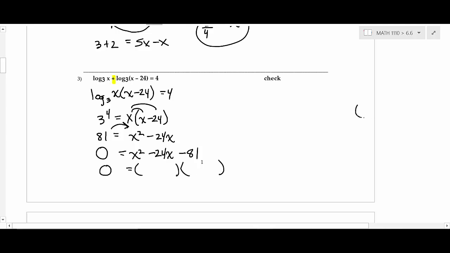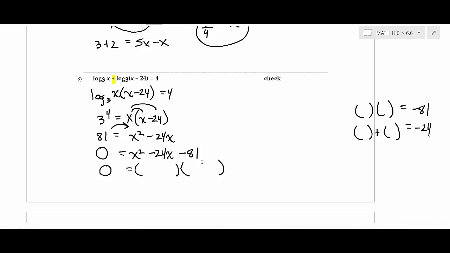You're looking for two numbers that are going to multiply to give negative 81. And those two numbers have to, I think of it as they have to be 24 apart. Does anybody know what that is off the top of their head? Sometimes you can get them fast, sometimes you can't. What numbers go into 81? 9 does, 9 times 9. 3 does.